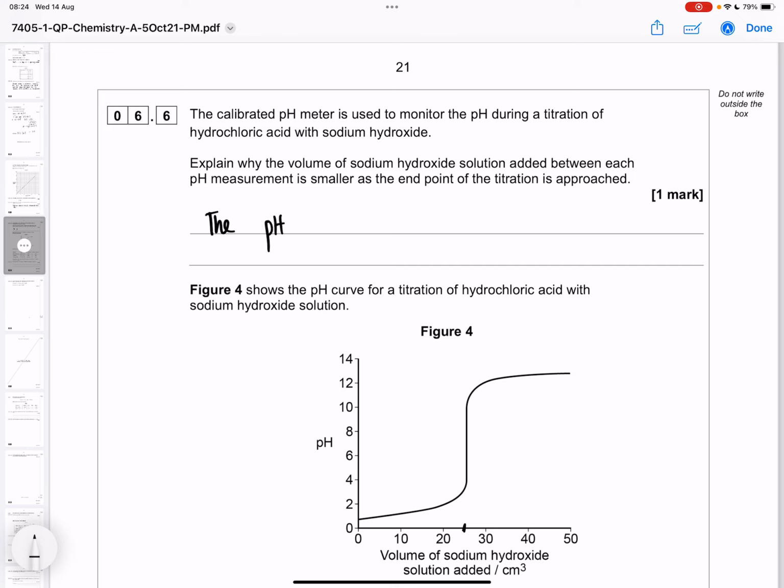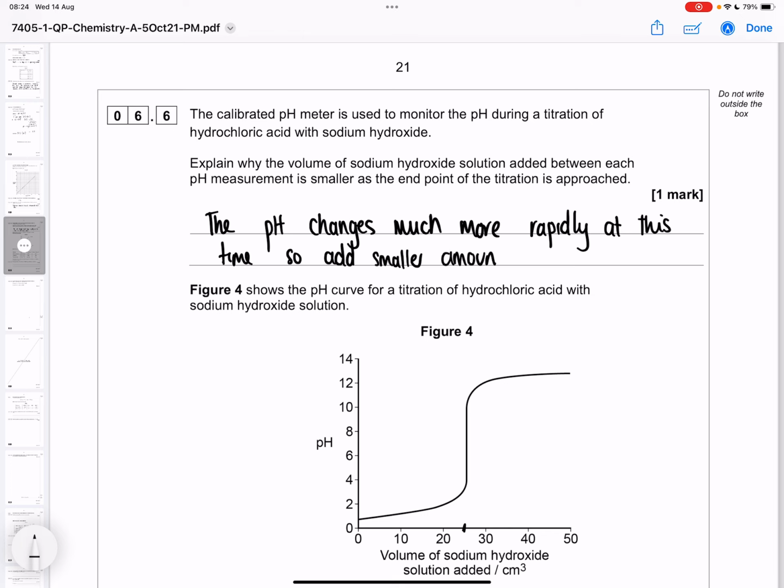So the pH changes much more rapidly at this time, so add smaller amounts to avoid missing the end point.